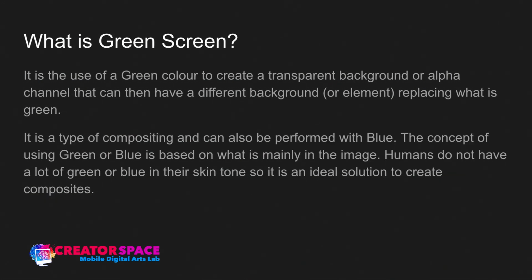Okay, so what is green screen? We see this a lot, green screens in big action movies, or blue screen. The use of green screen is using green color to create a transparent background or alpha channel. And that can then have a different background or element replacing what is green. So the green screen lets you basically take out everything that's green in the image and it makes it transparent. And then you can add stuff behind it. So compositing is putting both of those elements together, like a background and the original video footage, and the green stuff becomes transparent and disappears.